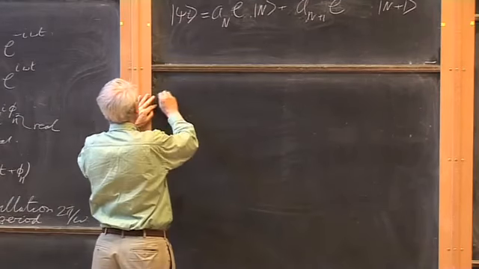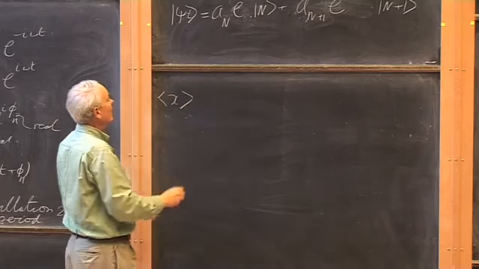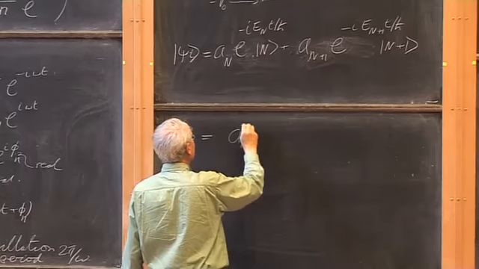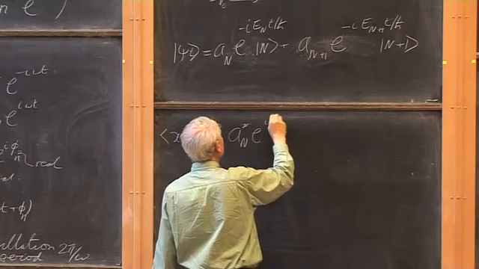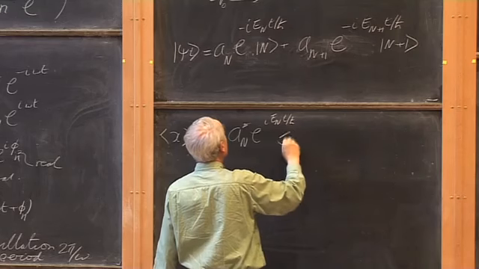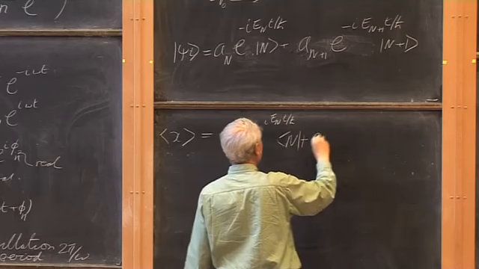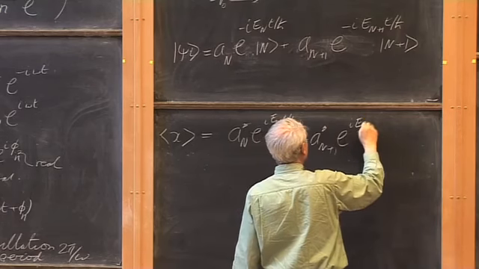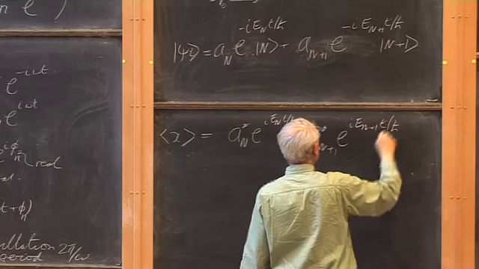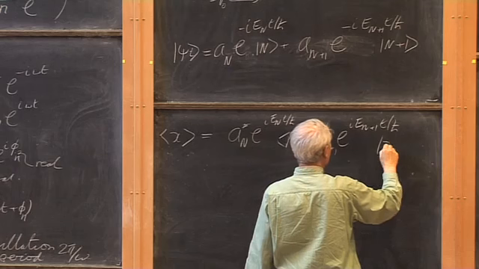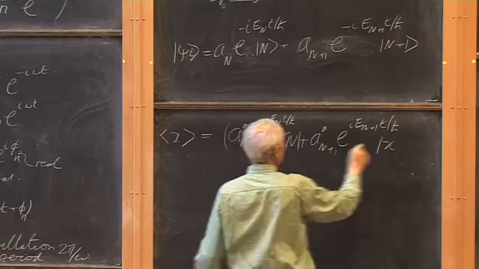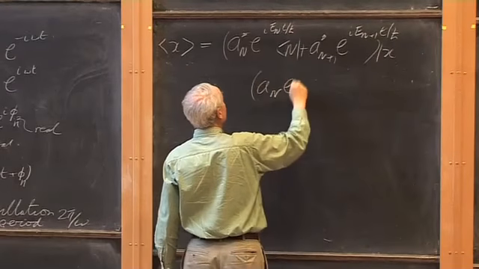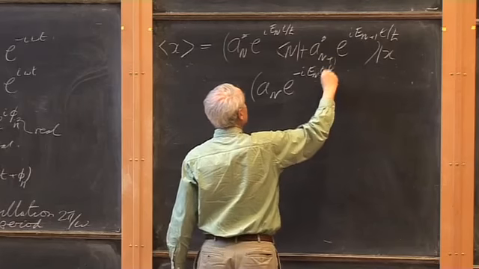If we now work out what the expectation value of x is for this special case, we find that it is a_n star e to the i E_n t over h bar <n|, this is all very similar to the other case, plus a_{n+1} star e to the i E_{n+1} t over h bar <n+1|, then x, and then the same stuff on the other side: a_n e to the minus i E_n t over h bar |n>.